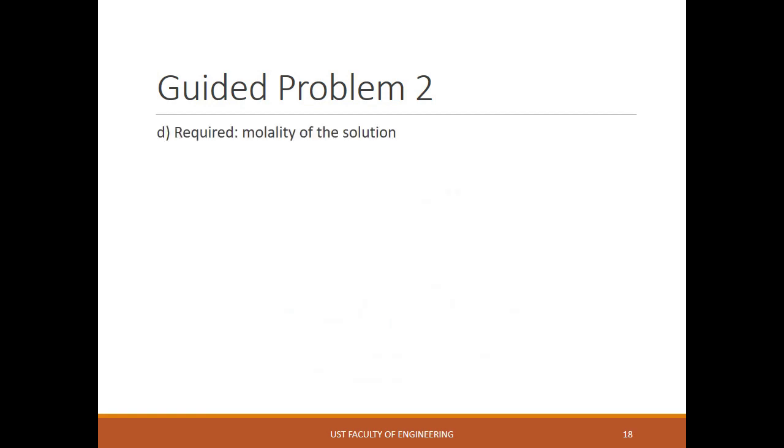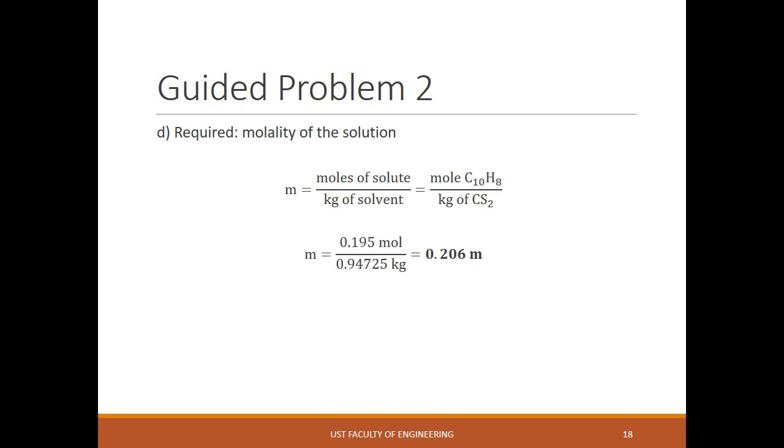In order for us to determine the molality of the solution, we need to divide the moles of naphthalene as solute with the mass in kilograms of carbon sulfide as the solvent. Since we already know these values from the previous items, we can just plug these values in the formula. Thus, the molality of the solution is given by 0.195 moles divided by 0.94725 kilograms, which is equal to 0.206 molal.